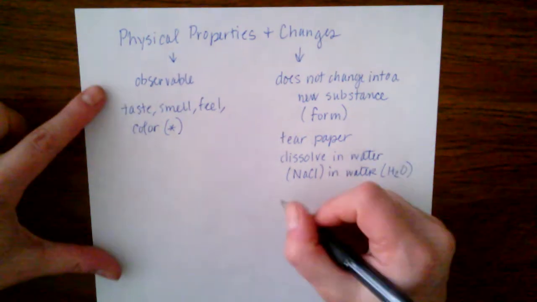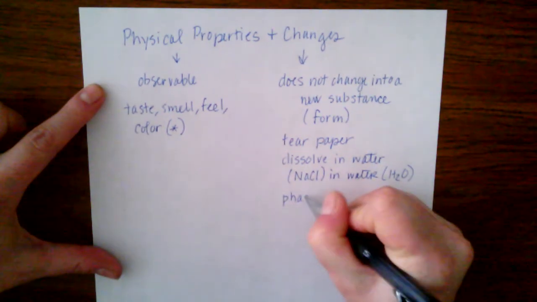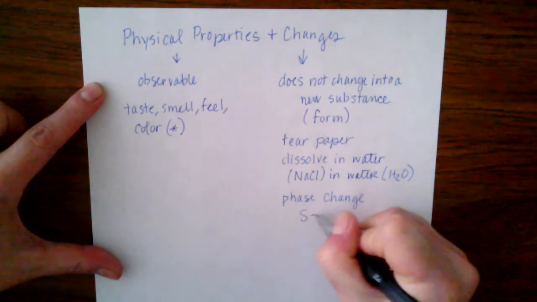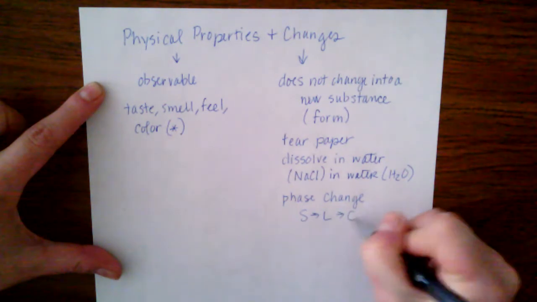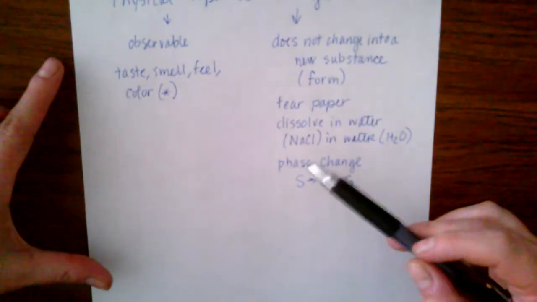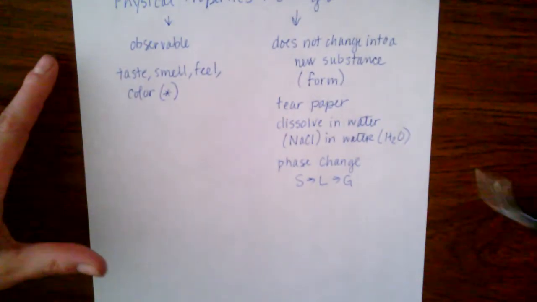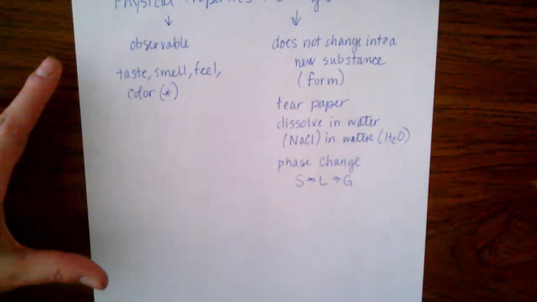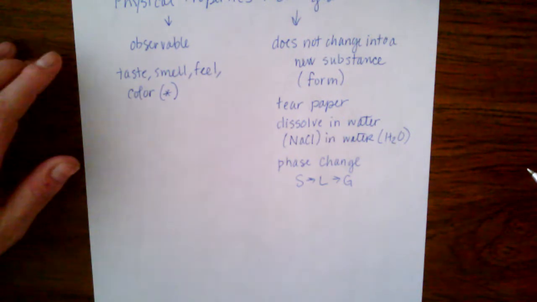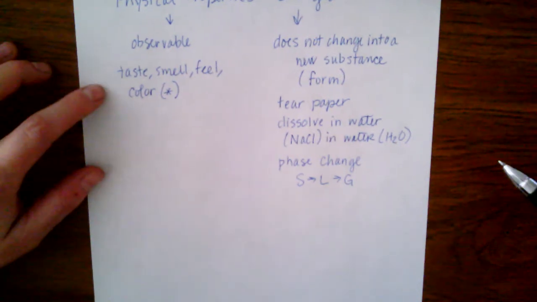Another one would be any phase change. So if you go from a solid to a liquid to a gas, if we think about water, solid water is ice cube, then we got liquid water, and then the gas is the vapor. It's all still water. Okay, so it's just changing its phase. It's not actually changing the substance.